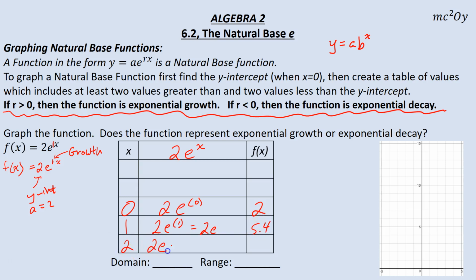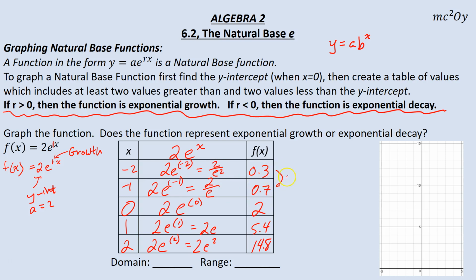Okay, and 2 times E to the power of 2, which is 2 times E squared, which is about 14.8. And now negative 1, we get 2 times E to the negative first. Well, note negative first, that really means 1 over, or excuse me, 2 over E, which is 0.7. And negative 2 is going to be 2 times E to the negative second, which is 2 over E squared, which is 0.3. Note E is 2.7, so you have 2 over 2.7-ish. So a smaller number over a bigger is going to be less than 1. Smaller over an even bigger is going to be even less than 1.